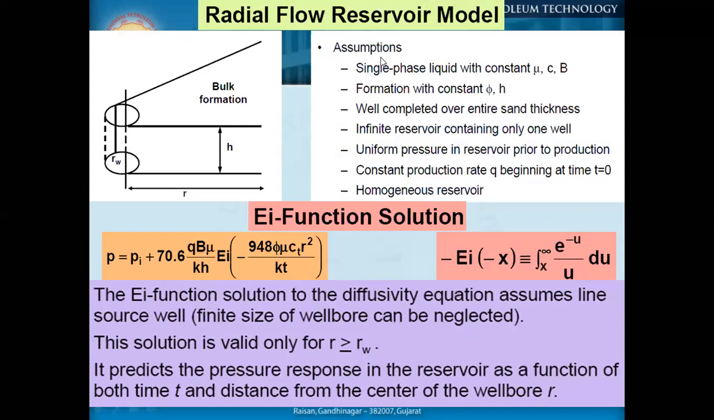So one of the assumptions we take for the solution: single phase liquid with constant mu, c and B, formation with constant porosity and thickness, well completed over the entire sand thickness. Okay, infinite reservoir containing only one well, uniform pressure in the reservoir prior to production, constant production rate Q beginning at time t equal to 0, and homogeneous reservoir. So what we try to solve using our diffusivity equation, and converting it through a certain transformation, we use higher mathematics to solve it.